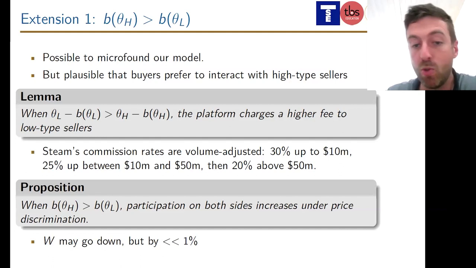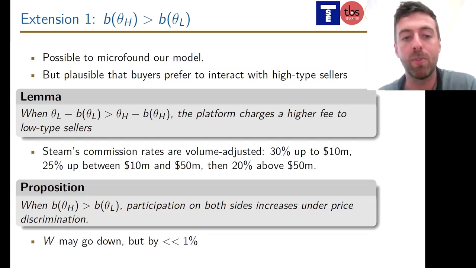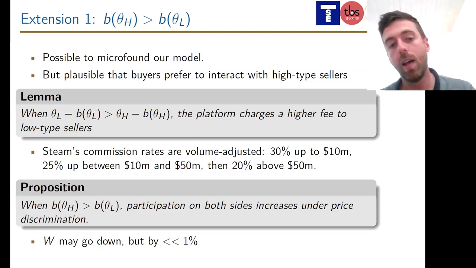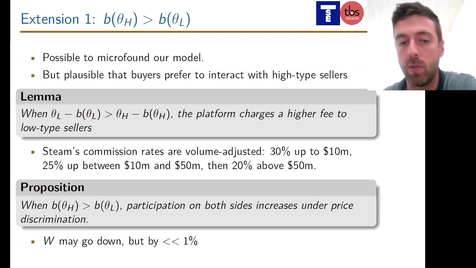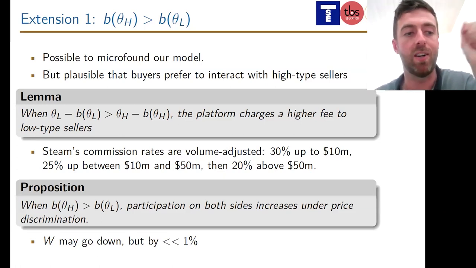So it's usually less than 1%, for, you know, whatever that figure means, but given the parameters that we use, it's less than 1%. Whereas when it goes up, it can go up by a lot, sometimes more than 100%. So we feel like this broadly confirms our results.